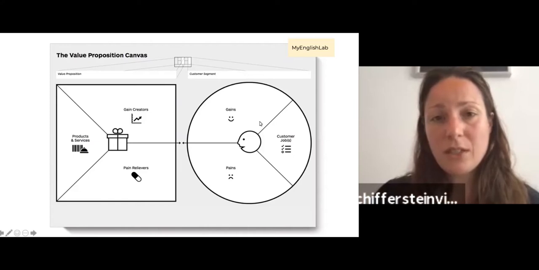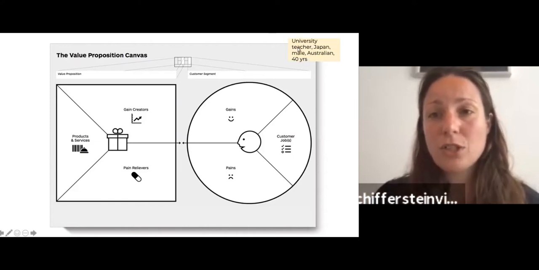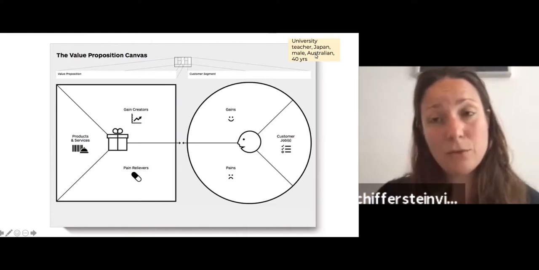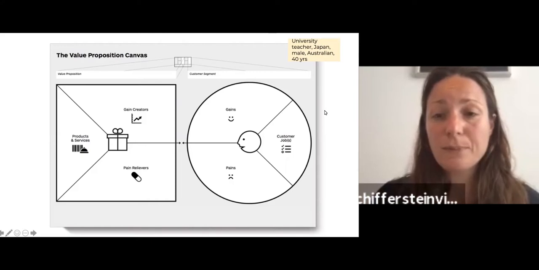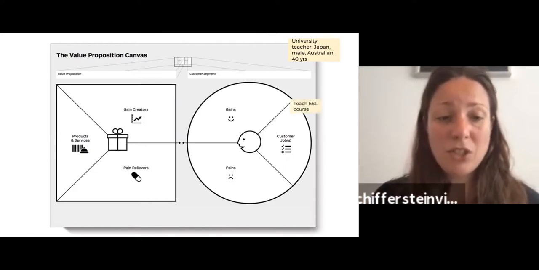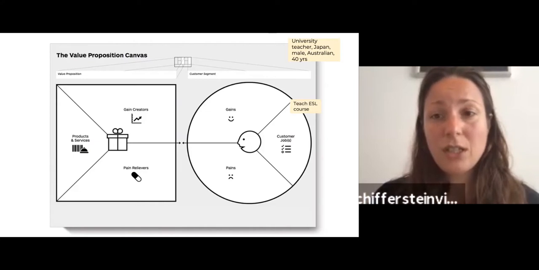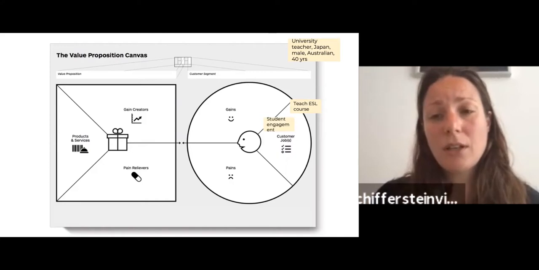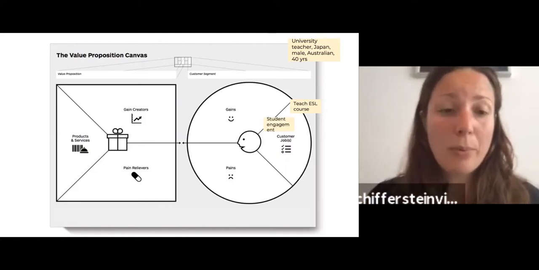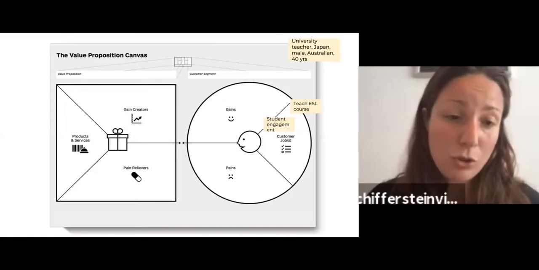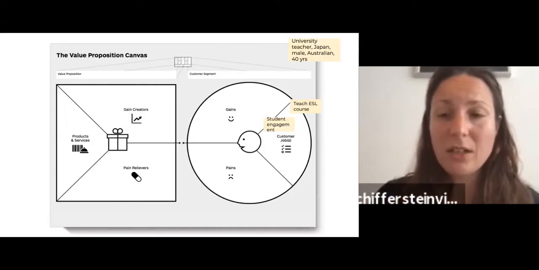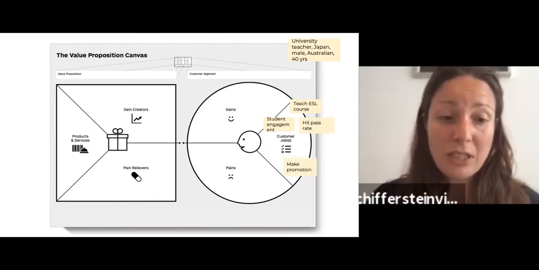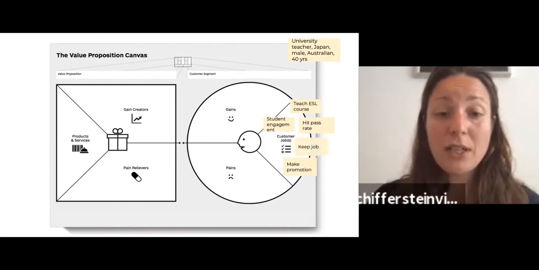For this particular example, I'm using a university teacher in Japan. He is a male Australian by background, and he's 40 years old. He is teaching at that Japanese university, and he's teaching English as a second language. His main job is to make sure that students are engaged, so they progress in their studies and hit their pass rates. He personally really wants to get a promotion, and he wants to keep his job.